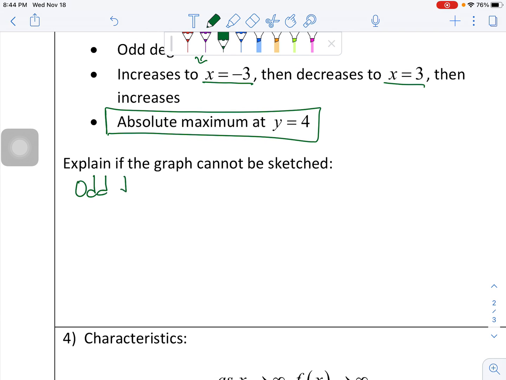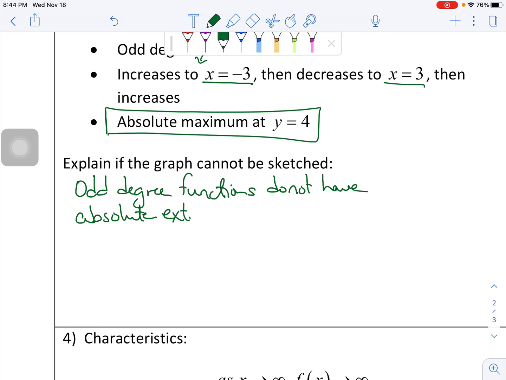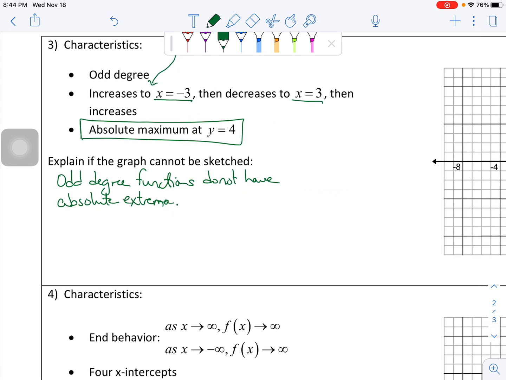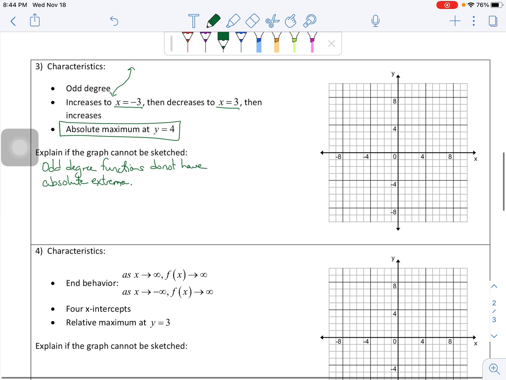All right. And the reason I'm going to tell you is odd degree functions do not have absolute, and I'm not going to use the maximum or minimum, I'm just going to use the term extrema. Okay. So extrema would cover either an absolute maximum or an absolute minimum. So odd degree functions do not have absolute extrema. And that's it. You just can't draw that graph then.